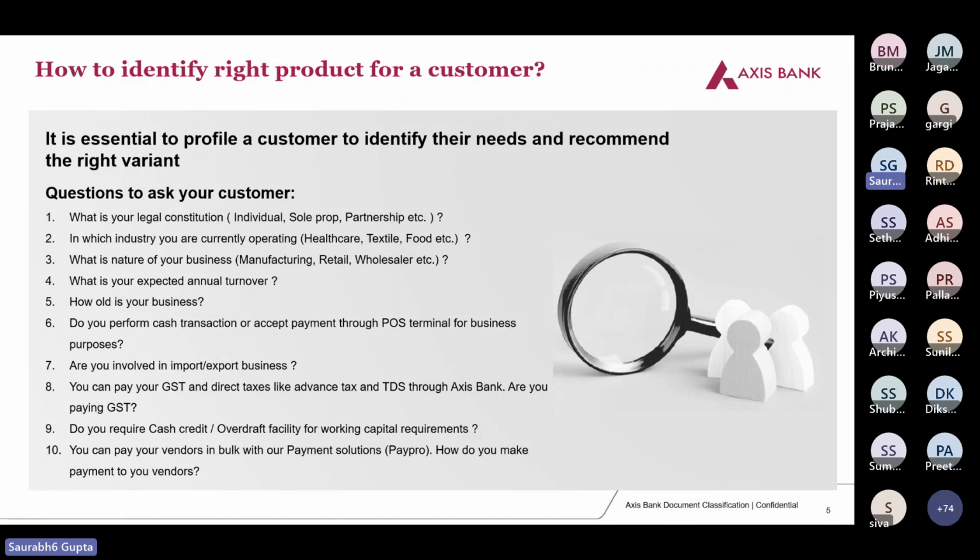For each constitution, the requirement will be different. For higher constitutions, they will require more cash deposit limits. And for lower constitutions, they will be more involved in digital transactions, so they will require digital channels also. Then after that, you have to ask in which industry the customer belongs. Industry means healthcare, textile, food. And after that, you have to map the nature of business. If he is in textile, then he can be in manufacturing, retail or wholesale. Then you have to identify the nature of business of the customer also.